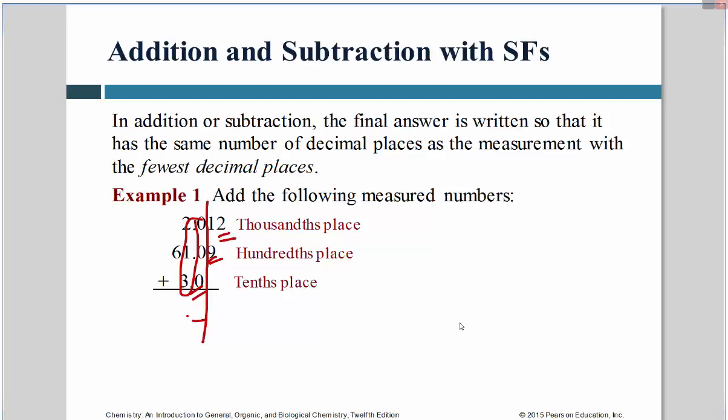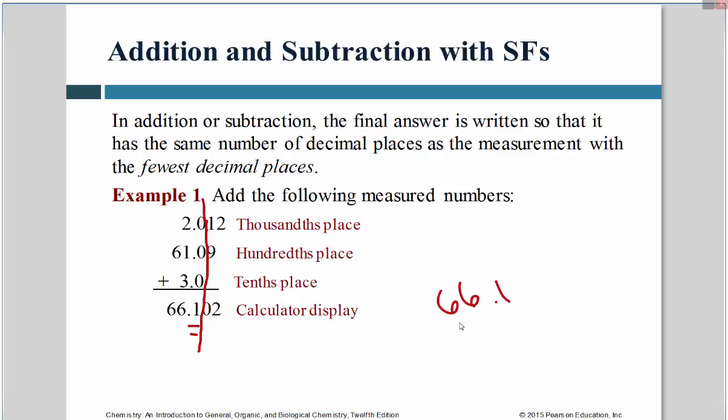So here's what I actually get in the calculator, 66.102. If I draw a line at the tenths place, because the tenths place is the place that ends first, that's where we're going to round it off to. So the answer would be 66.1. Honestly, you'll probably be using multiplication and division far more frequently in chemistry, but there are 2 separate sets, and you need to know that there's a difference.